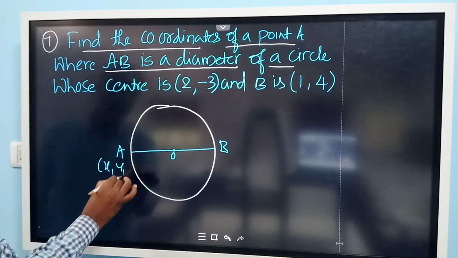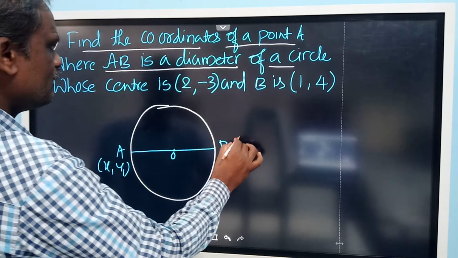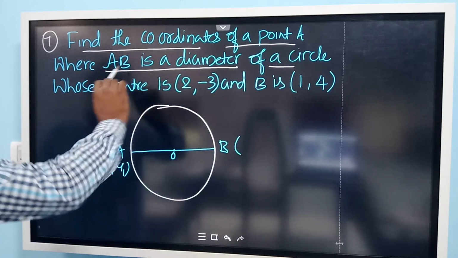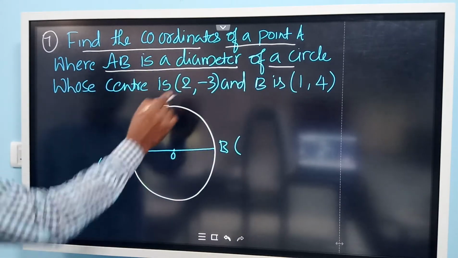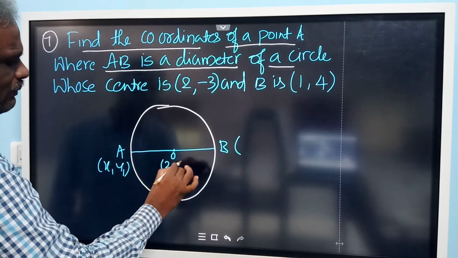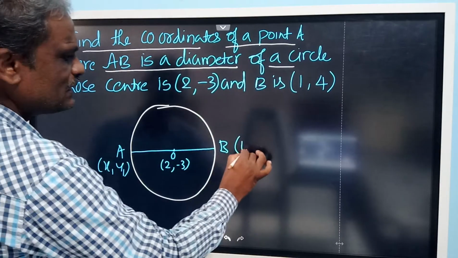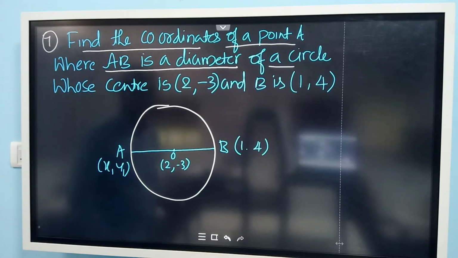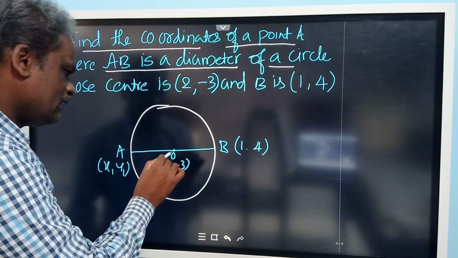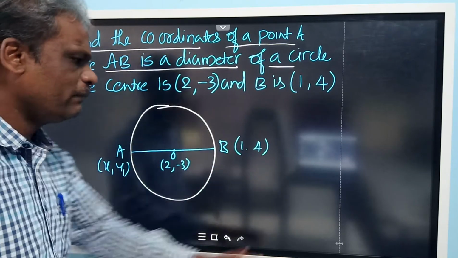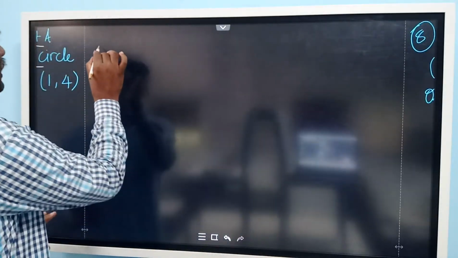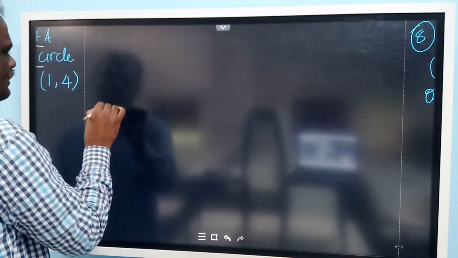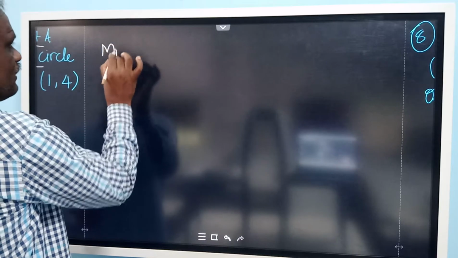If you do not know A, write it as x1, y1. B is given. AB is the diameter of a circle whose center is (2, -3). This one is given, (2, -3), and point B is given (1, 4). Now you have to find x1, y1. Using the same property, since O is the midpoint of AB, you can use the formula to find the midpoint of AB.